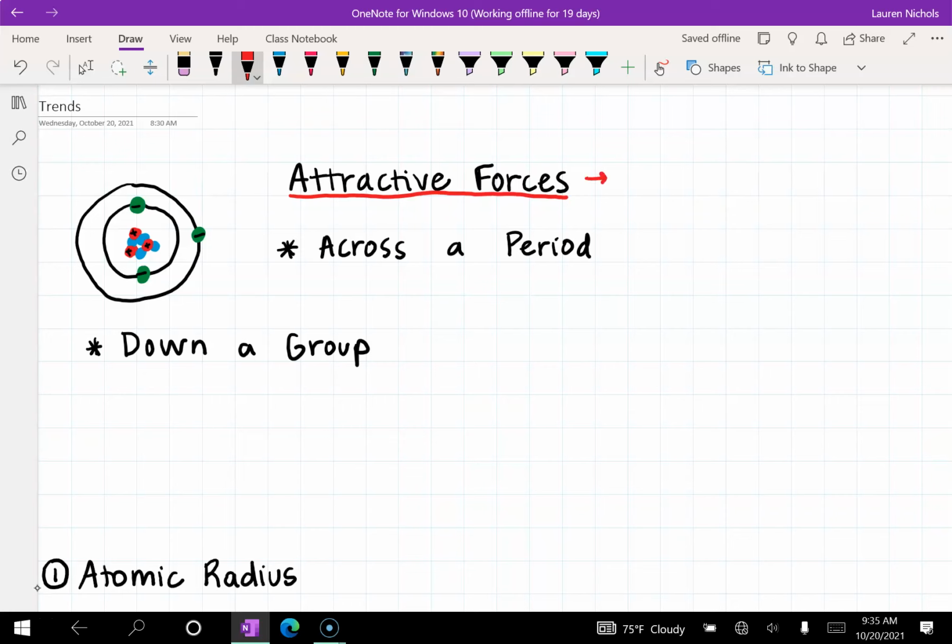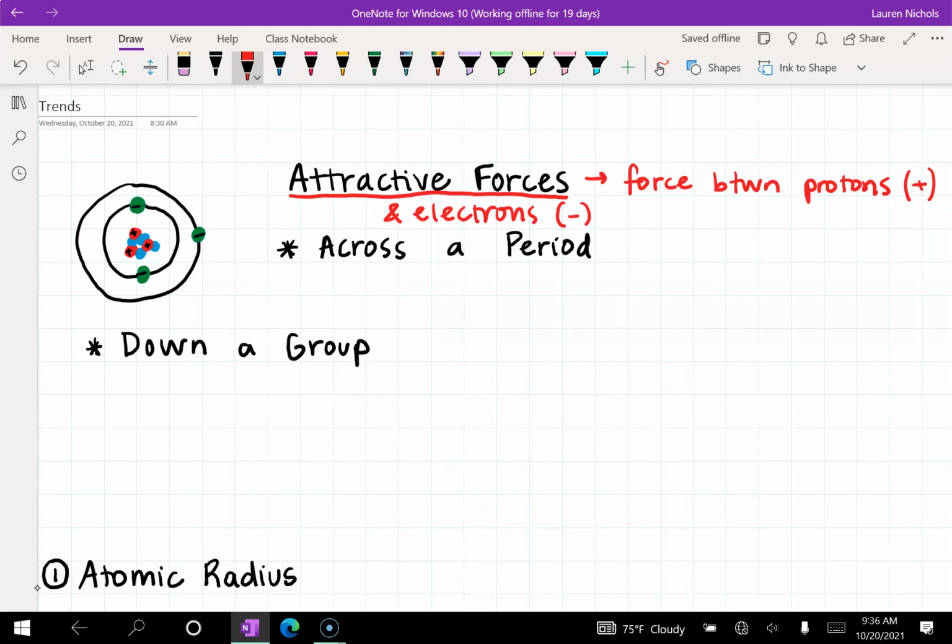So these attractive forces are the force between the protons and the electrons. Now remember that protons have a positive charge, but electrons are negative. And so that force between them, they're attracted to each other like magnets, okay? And this force is what holds the atoms together.